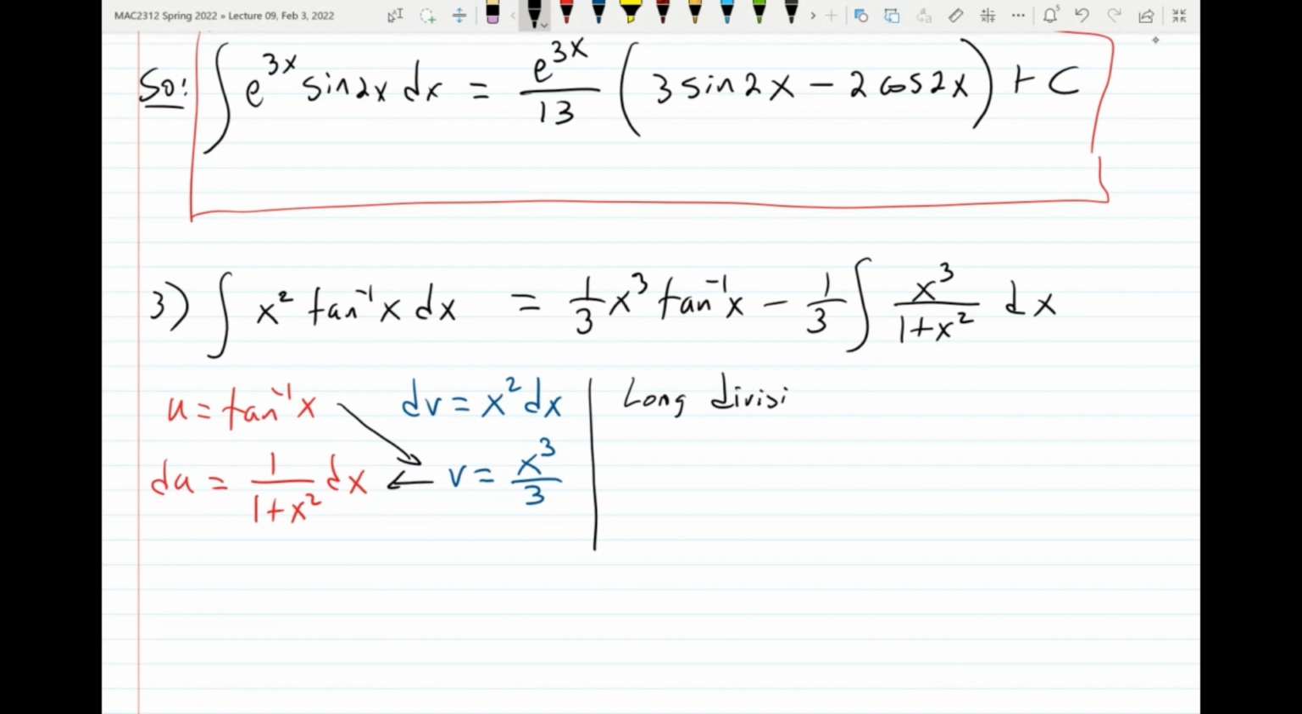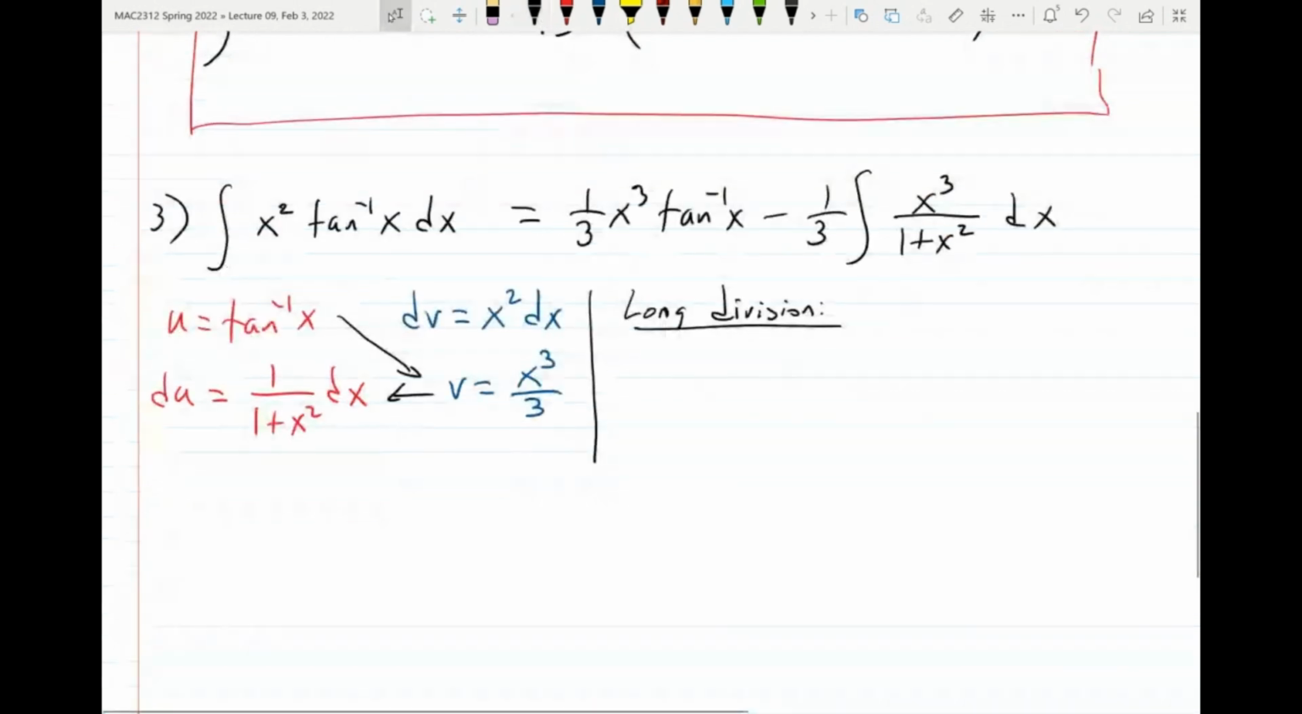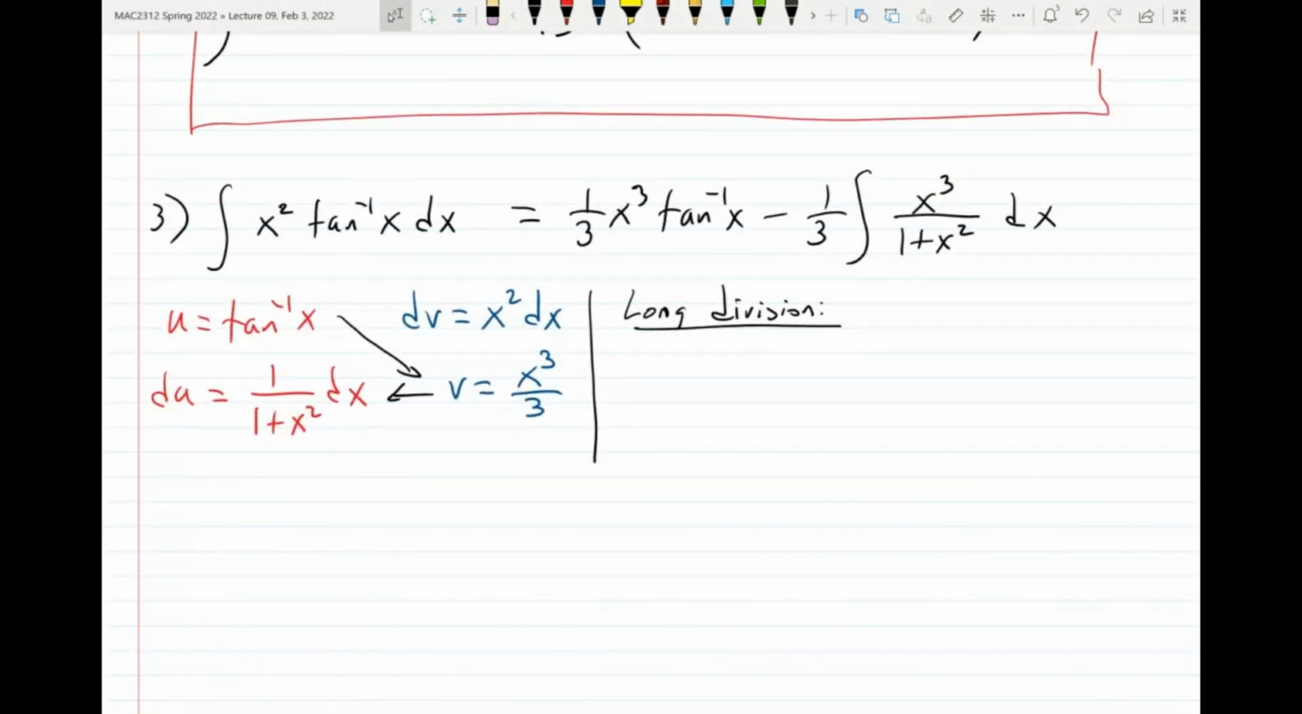So, long division. Basically we divide. Remember, when you divide two things, you always write in the form of quotient plus remainder over divisor. Okay? So we go ahead and divide x cubed by 1 plus x squared. I should write this as x squared plus 1.